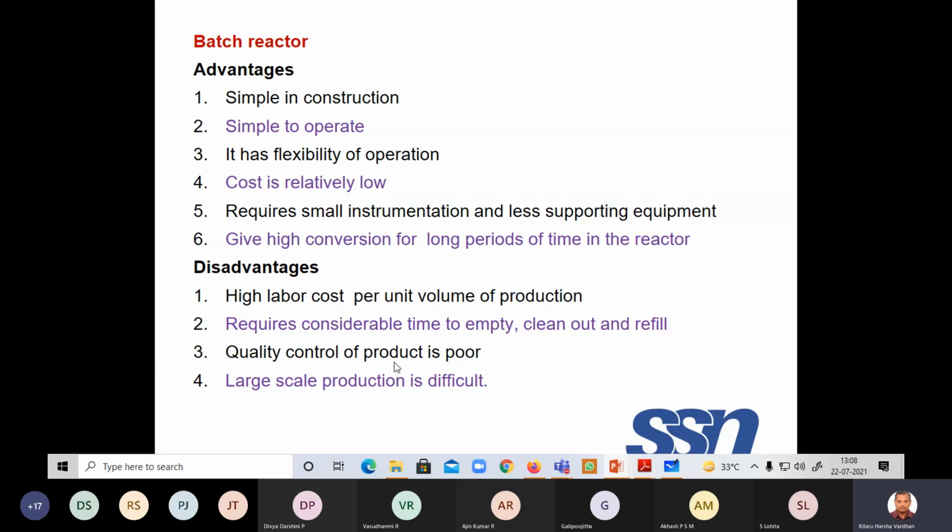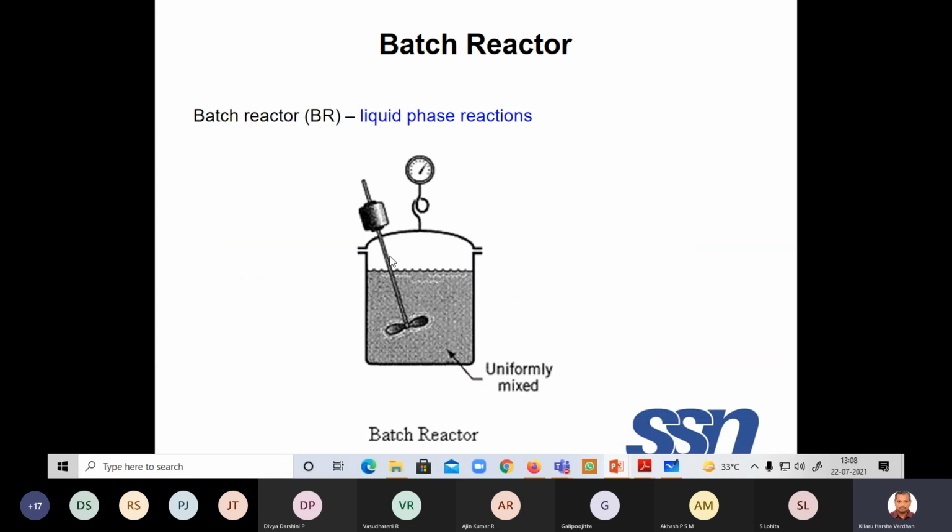The other important point is that quality control of the product is very poor, because you are allowing the products to react for some amount of time. In between that time, you are not making any effort to check the quality of the product. So if you want a pure component, this will never give you a pure component. Whereas in a continuous process, you continuously monitor the purity. Based on the purity requirement, you change the operating conditions. But here you are not doing anything like that.